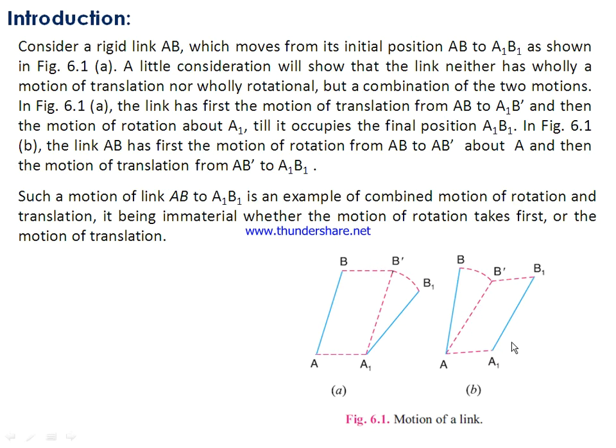Now let us look at this figure. Again there is a rigid link AB and it has to reach the position A1, B1. Here it follows another route. First there is a rotation about point A, occupies the position AB dash, and then translates to reach the final position A1, B1. Now this is actually the combined motion wherein the rotation as well as translation motions are combined, and it is immaterial whether the translation takes place first or the rotation takes place first.